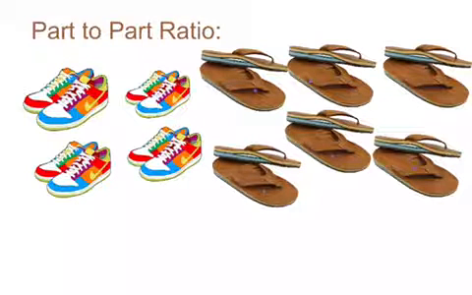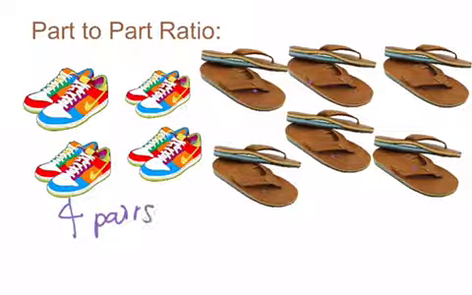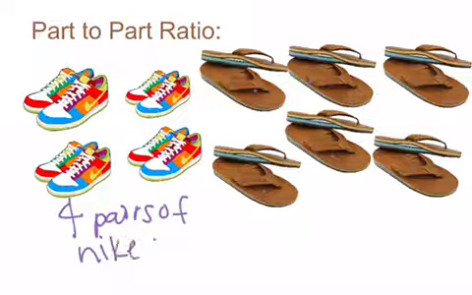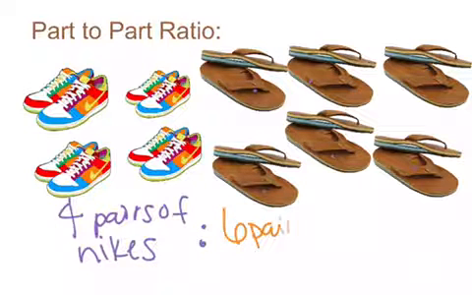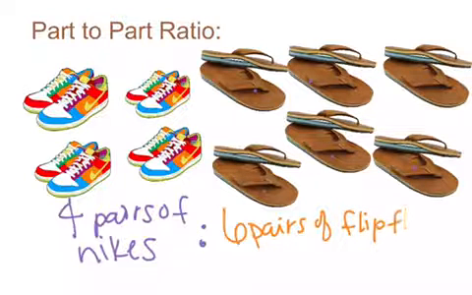So let's label our work here. So 4 pairs of Nikes, we'll say that, to 6 pairs of flip-flops. Okay, so right there, that is the colon form. You can do colon ratio, fraction, or word form. So we could say 4 pairs of Nikes to 6 pairs of flip-flops, or we could do 4 pairs of Nikes over 6 pairs of flip-flops.